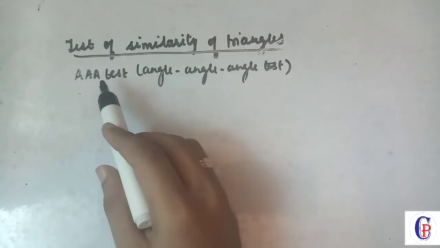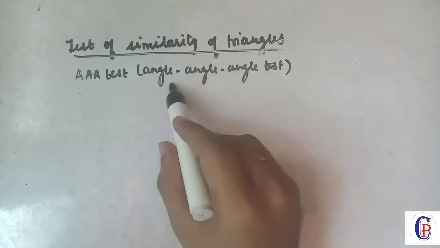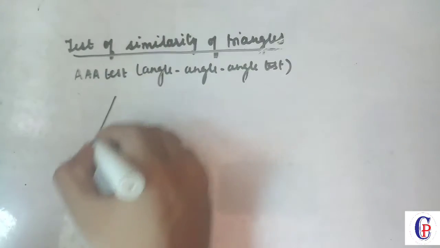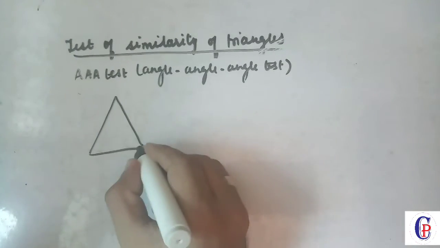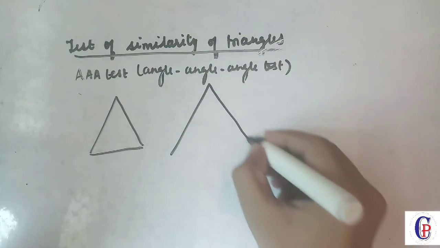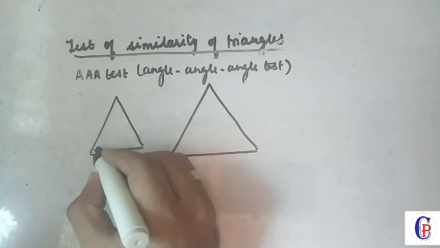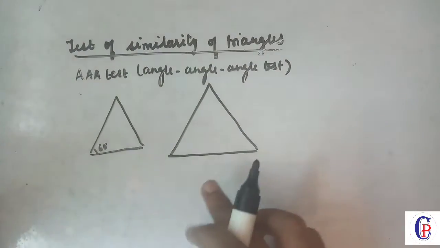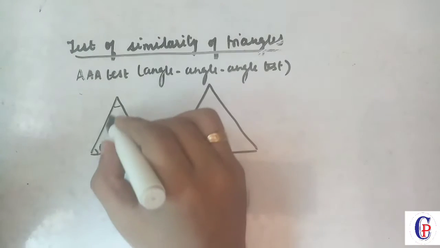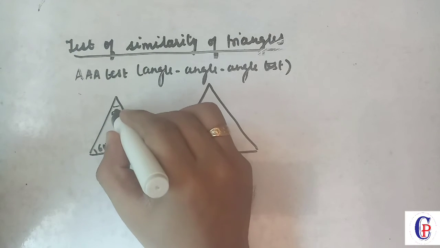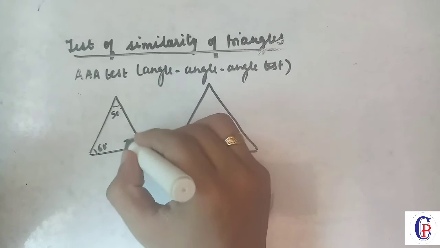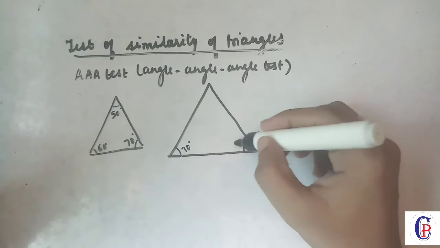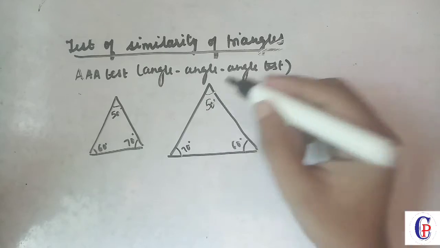We have one more test, which is the AAA test, that is the angle angle angle test. Okay, now the angle angle angle test means again we have two triangles. Both the triangles have equal angles. Let me write this 60, 40, or let me take 50. So this gives us 70, right? So this is 70, this is 60, and this is 50, right?